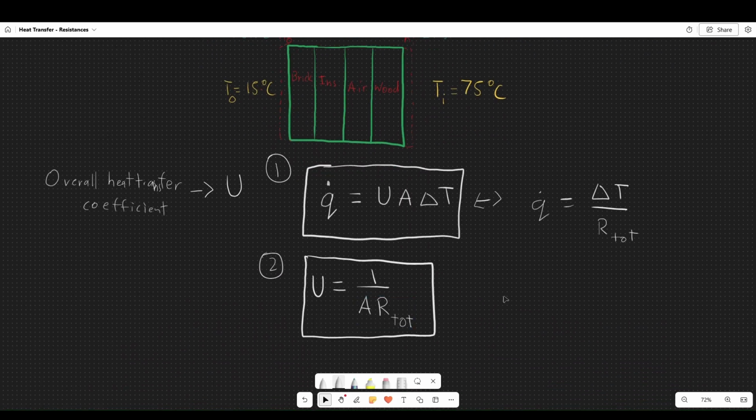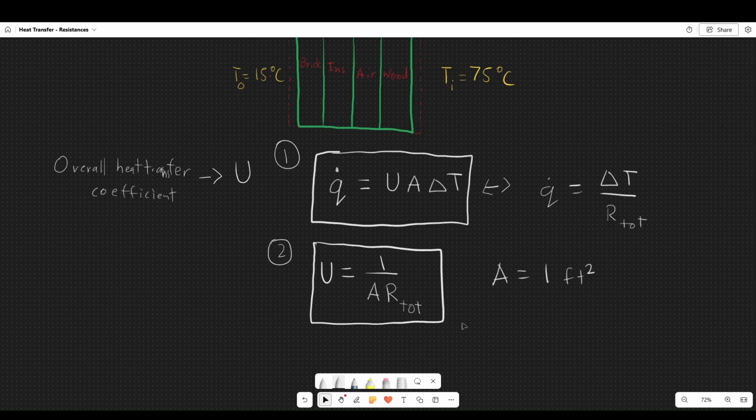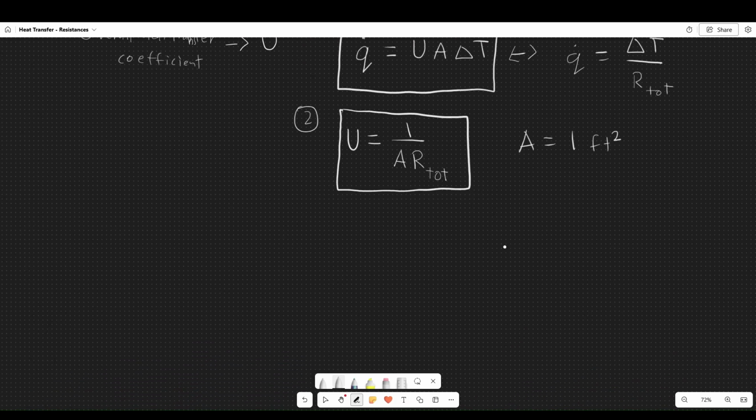So for right now, we're going to have to deal with unit area. So we're going to deal with A being 1 feet squared, just one, so per unit. And so our goal is to find our total, and so let's start with that. One thing to note is that for conduction, so this is going to be all for Cartesian, R is equivalent to L over KA.